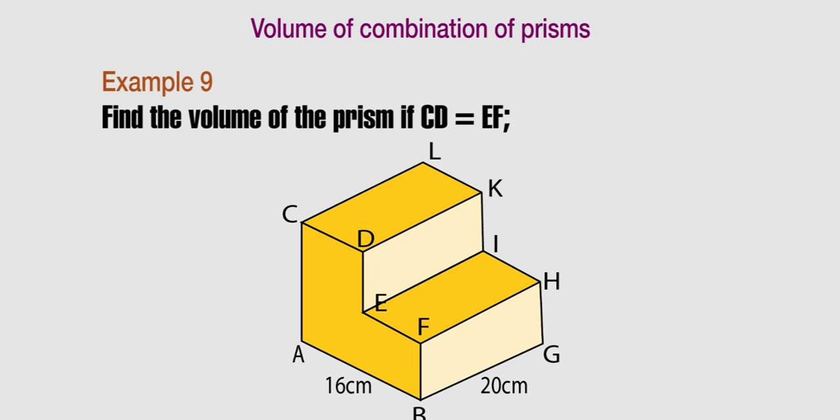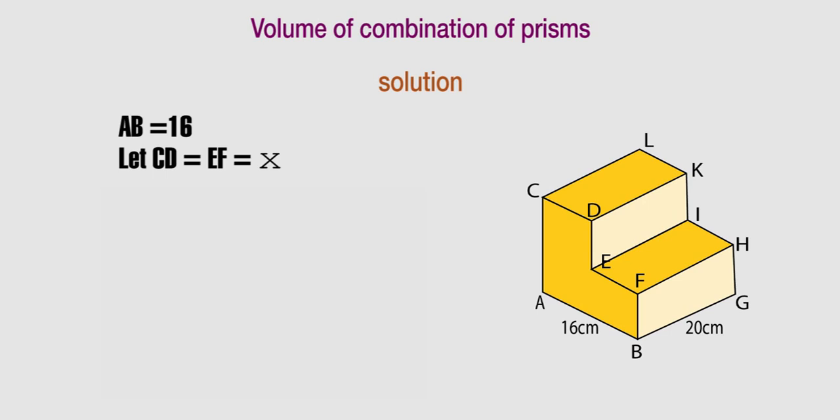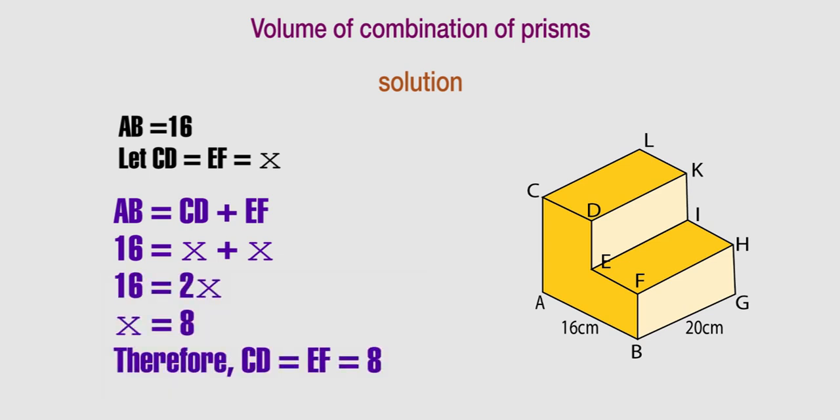Again, from the diagram, AB is equal to 16 centimeters. Let CD equals EF equals X. We also know that from the diagram, AB is equal to CD plus EF. Therefore, if we substitute these two information, then we are going to have 16 equals X plus X. Simplifying, you get X equals 8. Therefore, CD is equal to EF and it is equal to 8.